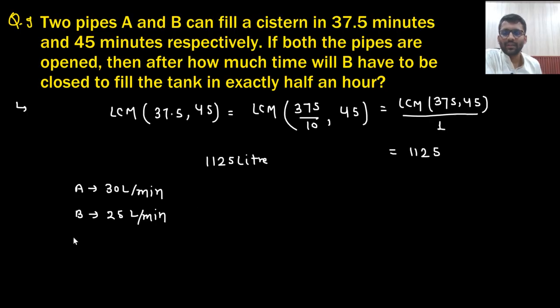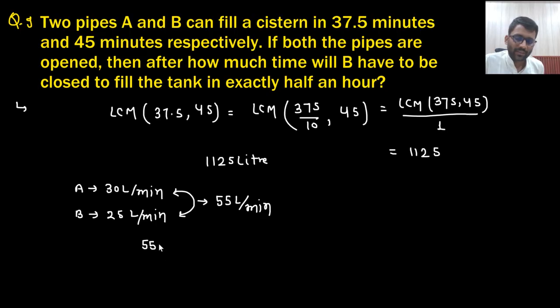If both pipes are opened, then after how much time will B have to be closed to fill the tank in exactly half an hour? Both of the pipes are opened, so they will give you 30 plus 25, 55 liters per minute. Let's say both were opened for X minutes only, giving 55 liters per minute.